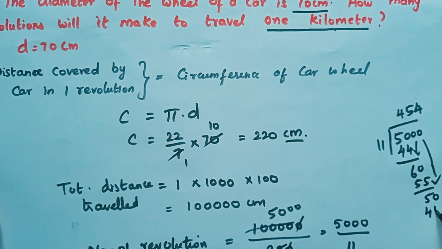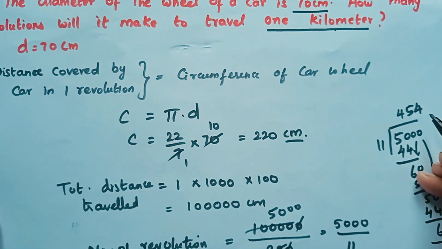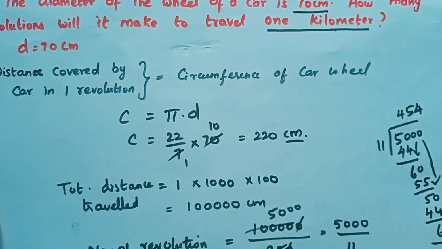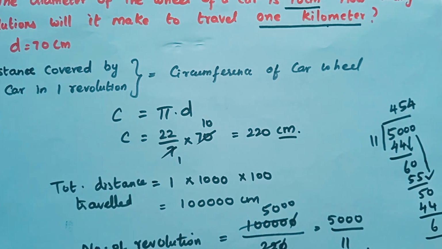4 times is 44, remaining is 6. So now you can write it as a mixed fraction. So you will get 454 and 6 by 11. This is the number of revolutions. So write revolutions.